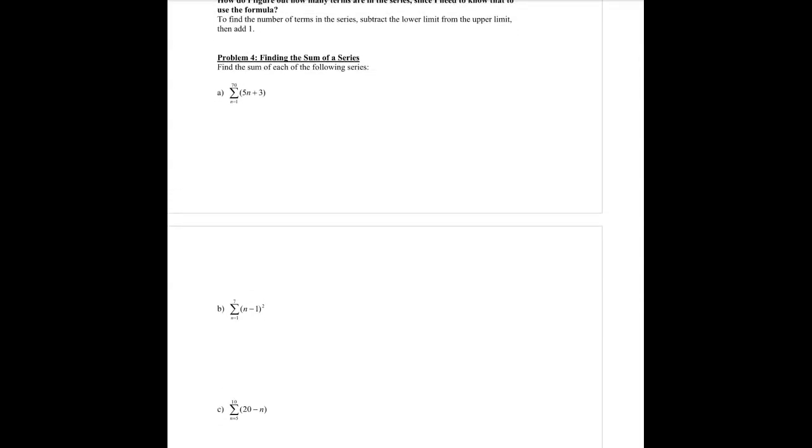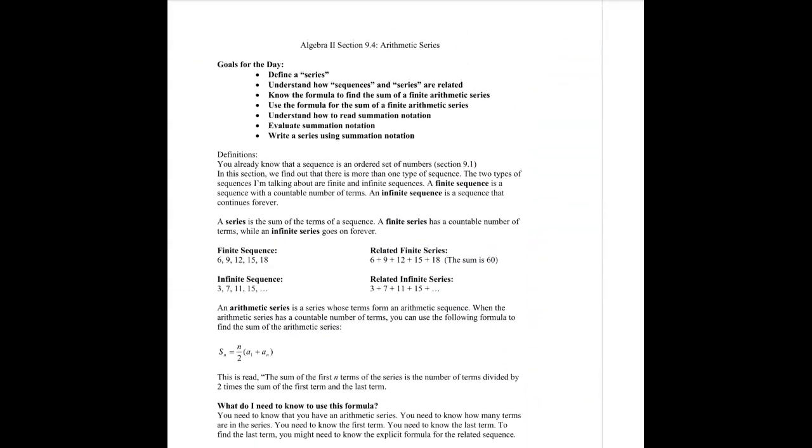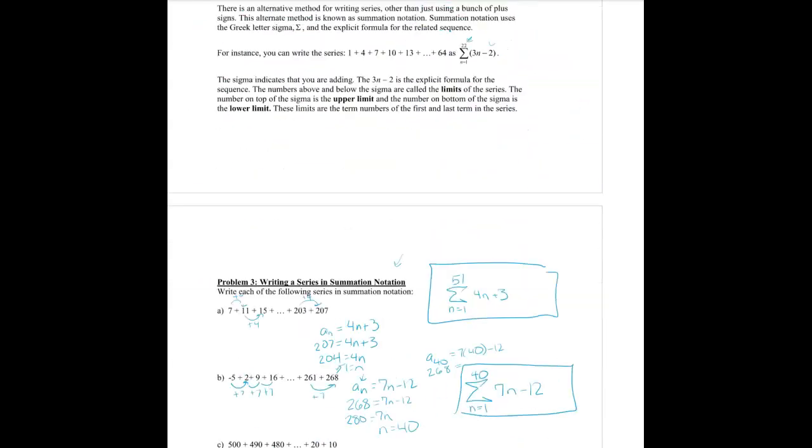Problem 4. So again, the sum of the series is going to be represented by S sub n, so the sum of the terms is equal to n divided by 2 times a sub 1 plus a sub n. If you're wondering where that formula came from, it came from way up here.